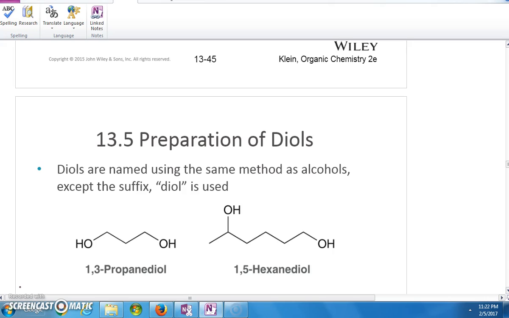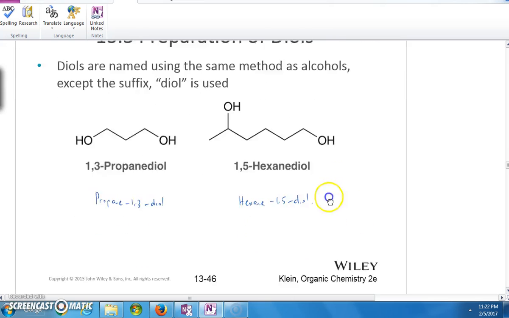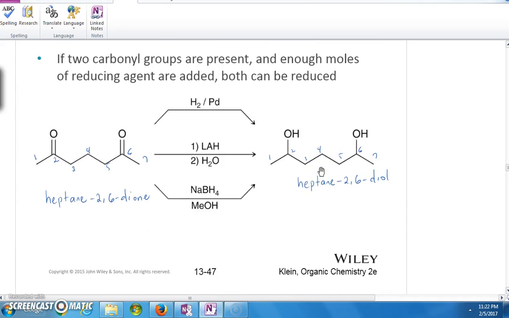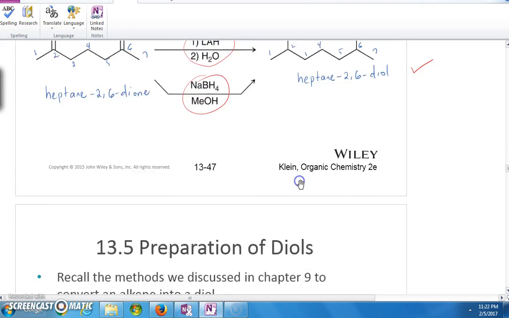Diols are named using the same method as alcohols, if you remember. For instance, this will be 1,3-propane diol or propane 1,3 diol. This will be 1,5-hexane diol or hexane 1,5 diol. Now, if two carbonyl groups are present and enough moles of reducing agent are added, both can be reduced, as you can see here. If you use hydrogen over palladium, you get the diol from heptane 2,6 dione, or if you use lithium aluminum hydride, you get the diol as well. And if you use sodium borohydride, you get the diol as well.